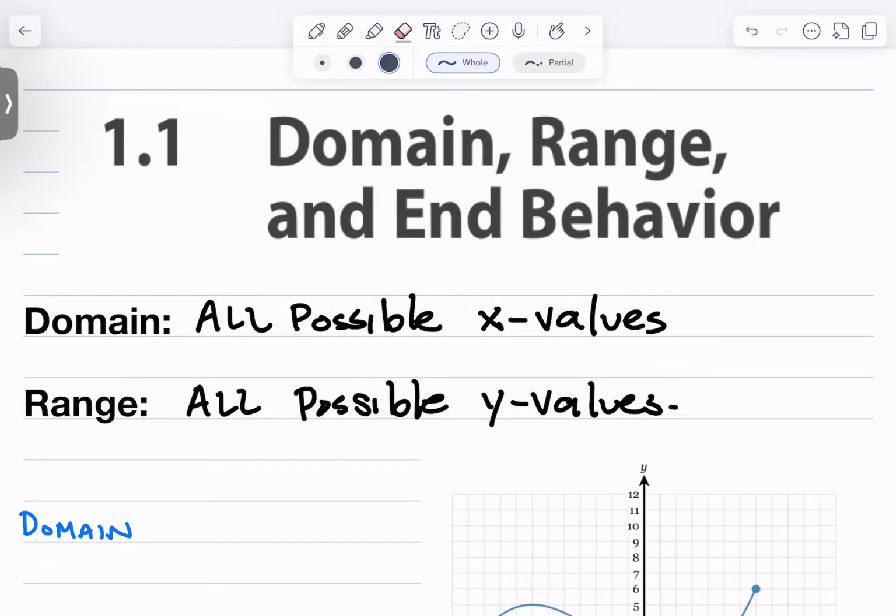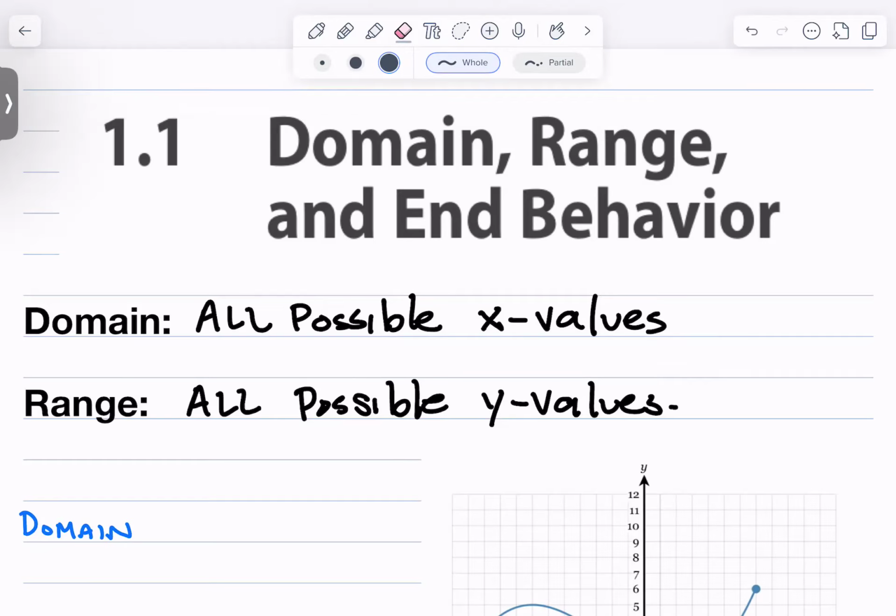Okay? So the domain you guys should know the definition of and the range as well. So I just wrote it down. Domain is all possible x values, whereas the range is all possible y values.